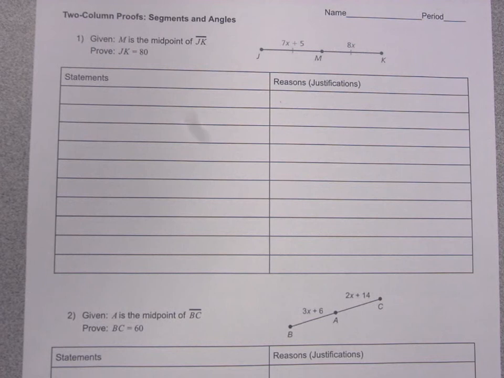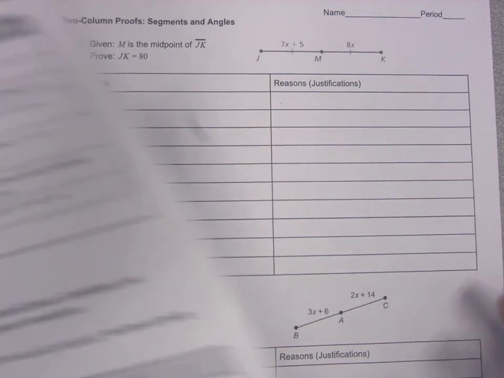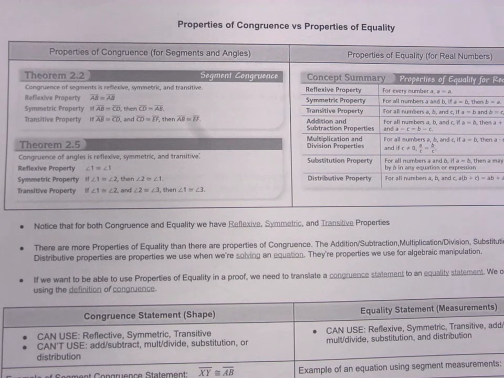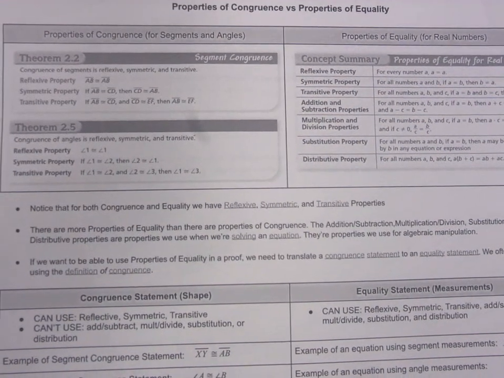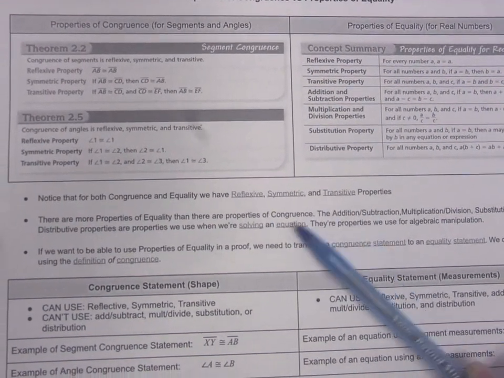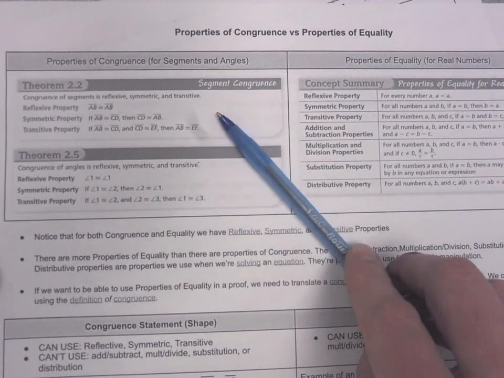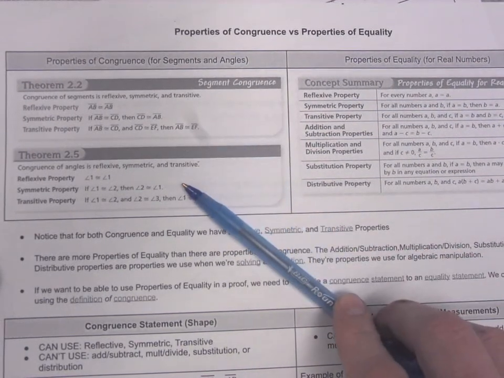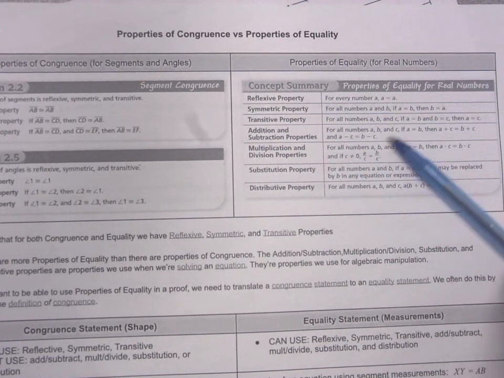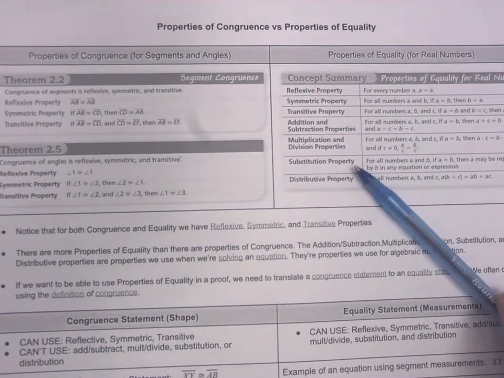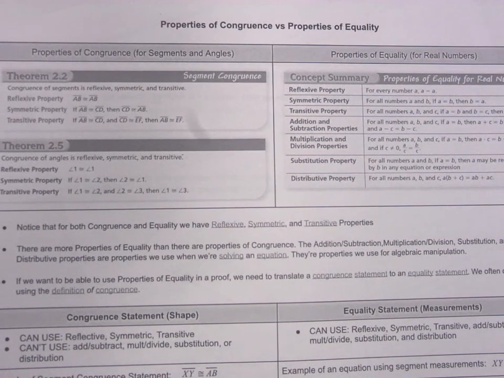Now, before we get started, you probably want to have this handy. If you don't have one of these, you can find one in Canvas and print it out. This is a copy of the notes we took. It was fill-in-the-blank notes, and I have the blanks filled in. This page has properties of congruence for segments and for angles, and then the properties of equality that we talked about in our last lesson. We're doing a compare and contrast because some of these properties are similar.